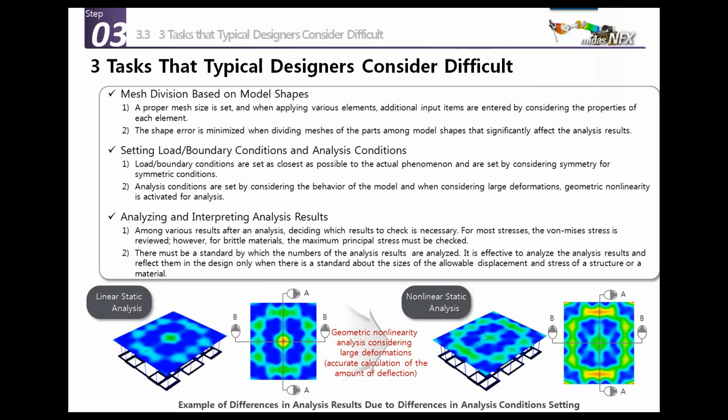Now the setting of the load and boundary condition is important, and it needs to be set as close as possible to the actual phenomenon, and I'll set it by considering a symmetry, for example, because symmetry will help you to divide a lot the number of elements in your model, so it's very important as well. And analysis condition need to consider the behavior of the model, so especially when you have large deformation and geometrical non-linearity. Now the third thing is the interpretation of the result, which is very important.